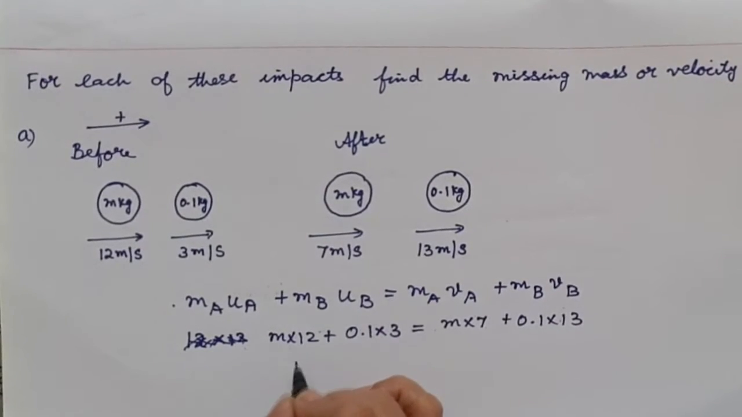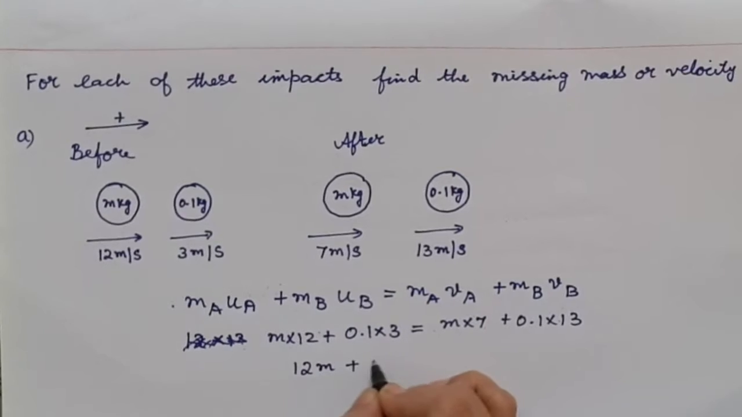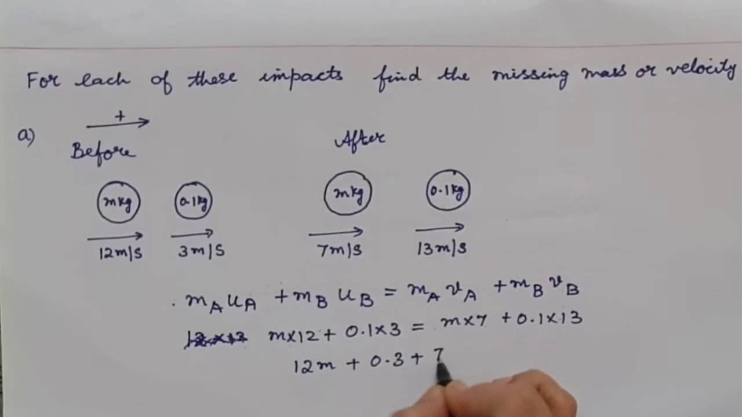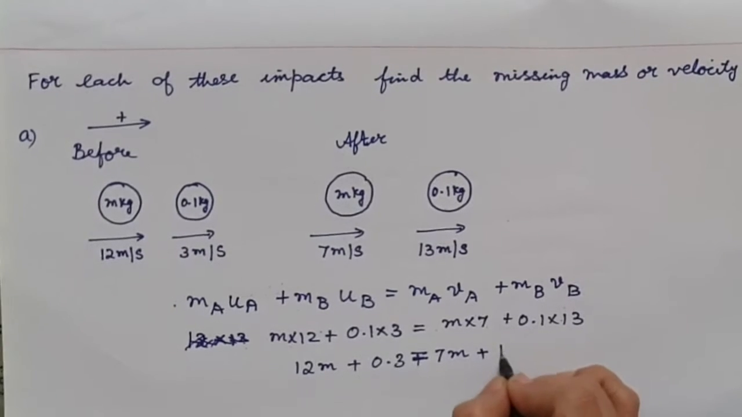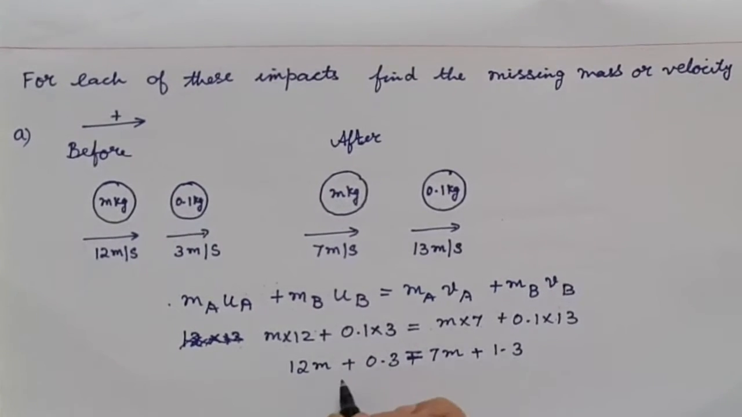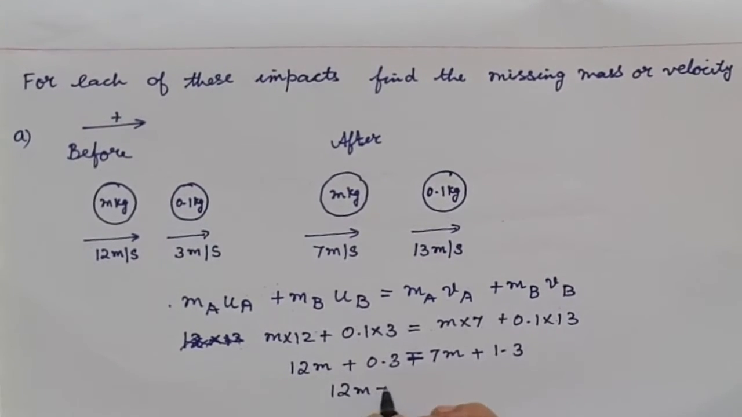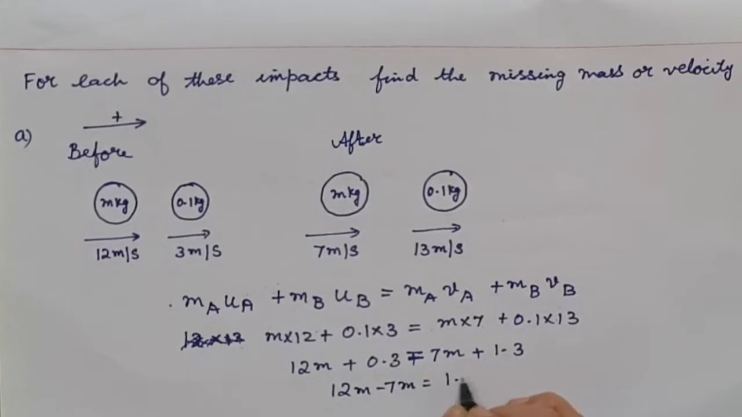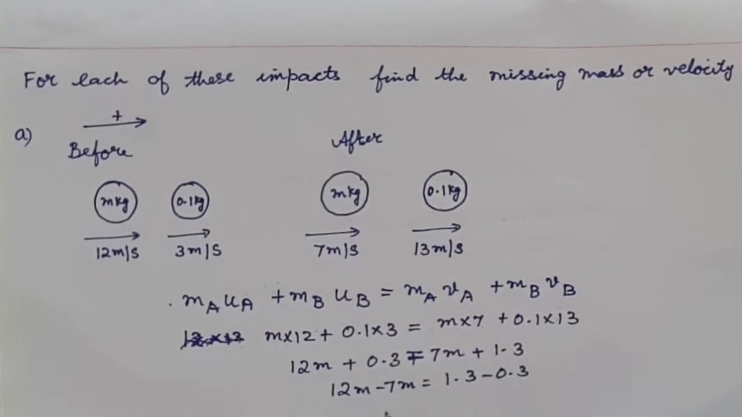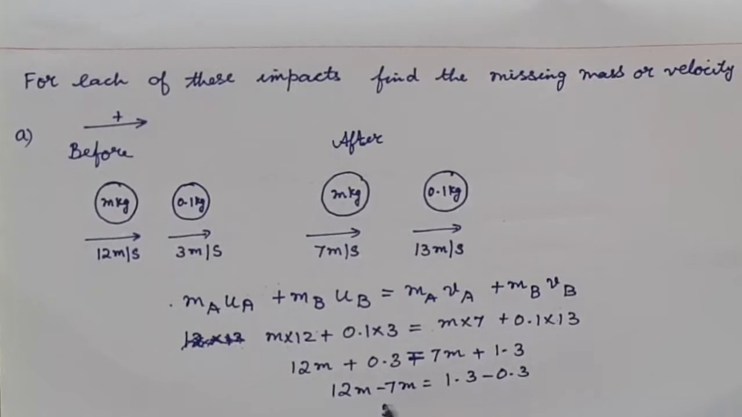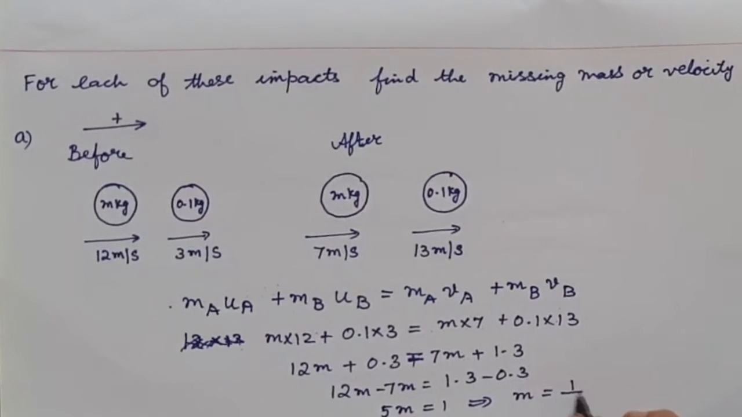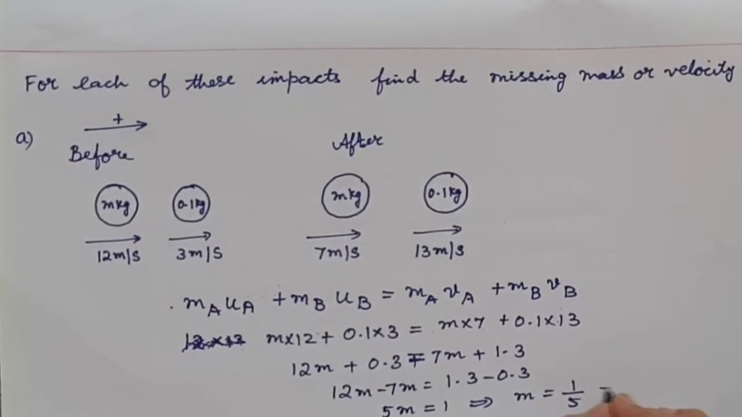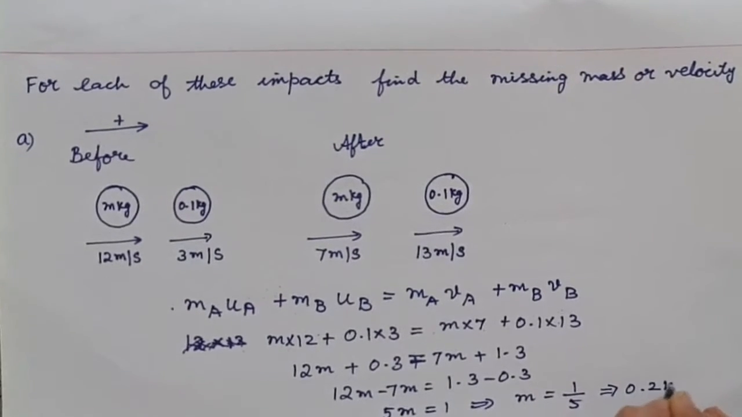So when you multiply it, it is 12m plus 0.3 equals 7m plus 1.3. So now shifting the m's to one side, 12m minus 7m will be equal to 1.3 minus 0.3. That is 5m will be equal to 1, which implies m equals 1 over 5, that will be equal to 0.2 kg.